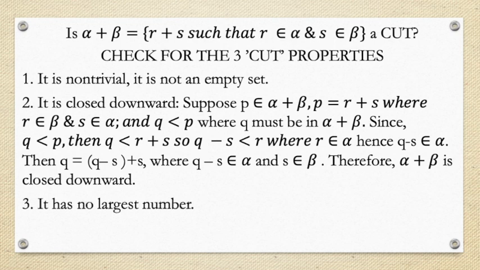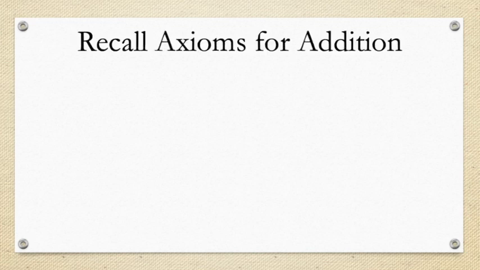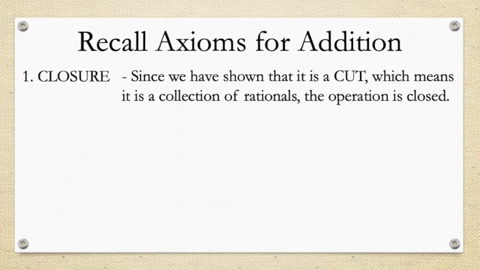And for the last property, this set alpha plus beta has no largest number. Therefore, it is a cut. And then also, we would want to include axioms for addition. And what are these axioms? We have 5. First, we have closure. Since we have shown that it is a cut, it means it is a collection of rationals. The operation is closed. Second, commutative.